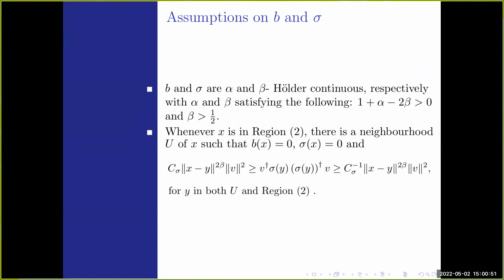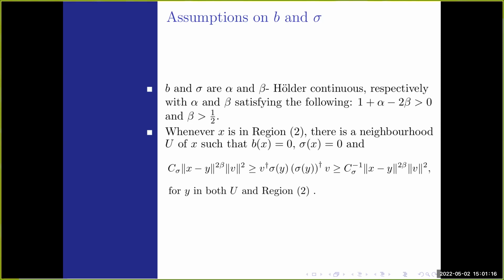Then sigma can be just Hölder. B has to be greater than half. No, beta and all. The function B. Suppose B is not zero. That means the ODE can move. Then what happens to sigma then? What's the assumption on sigma then, if B is not zero?